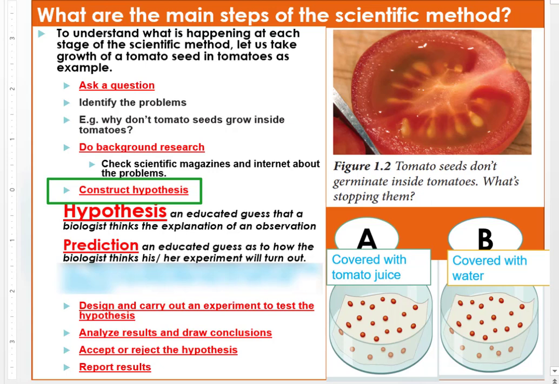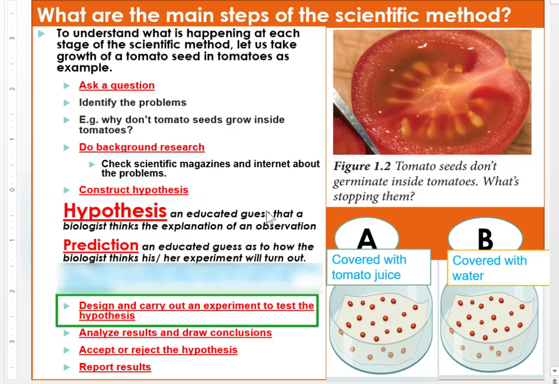Based on our hypothesis, we can formulate a prediction. So what is a prediction? A prediction is an educated guess as to how a biologist thinks his or her experiment will turn out. So then we can predict what type of results we can get after we accomplish our experiment. In this case, we can predict that seeds covered in tomato juice will not germinate, while seeds covered in water will germinate.